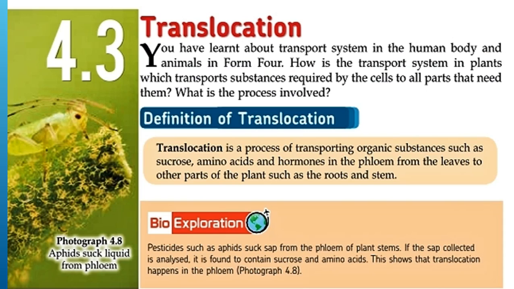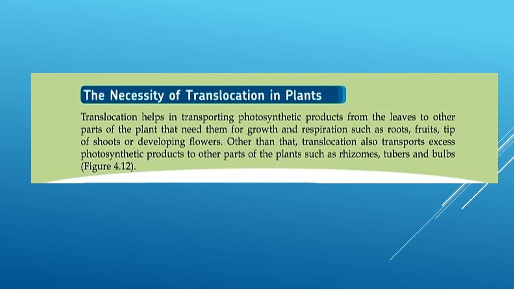Okay, seterusnya adalah translocation. So what is translocation? Translocation is a process of transporting organic substance ataupun food lah kan, such as sucrose, amino acid, hormone, okay, in the phloem from leaves to the other parts of the plant such as root and also stem. So what is the necessity? Why we need translocation in plants?